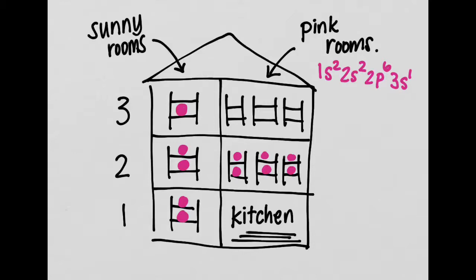All right, let me break it down for you. Remember, the big coefficient is going to be the floor number, so 1, 2, or 3. The S or the P is the type of room, sunny or pink. And then the exponent is going to be the number of people in each type of room. So I have 1S2, 2S2, 2P6, 3S1.